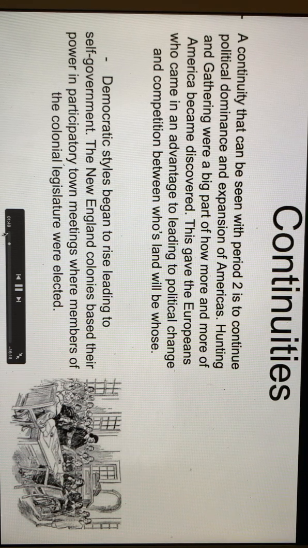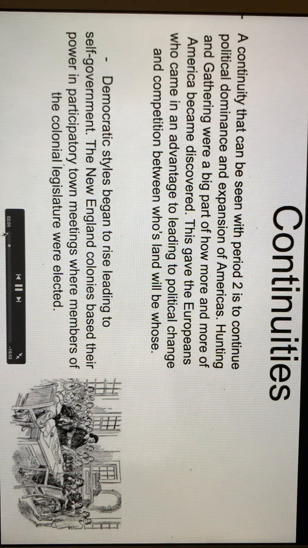Democratic styles began to rise, leading to self-government. The New England colonies based their power in participatory town meetings where members of the colonial legislature were elected. This leads to political power since the backcountry people, who were the majority of the people, were always underrepresented.